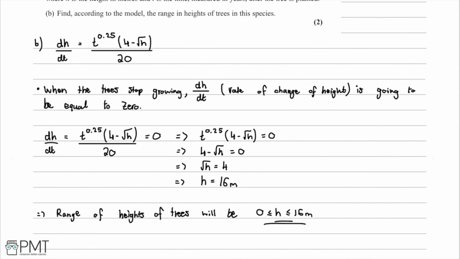So in this question there were 2 marks available. We receive our first mark for getting to the stage where 4 minus the square root of h is equal to 0. So that's effectively for knowing to set our rate of change equation equal to 0 and doing the first stage of rearranging. And then we achieve our second mark for getting to the correct answer of a range of heights of trees, and in this case it's when the height is between 0 and 16 meters.